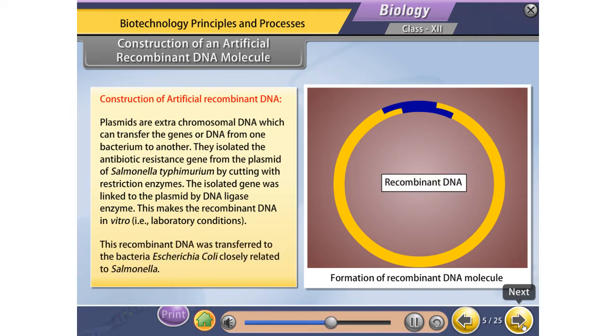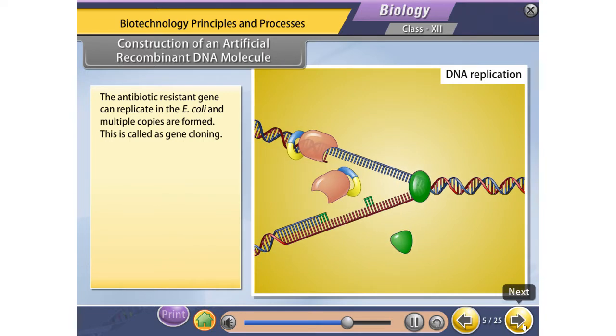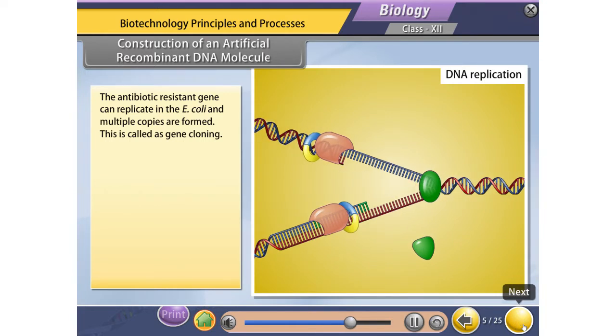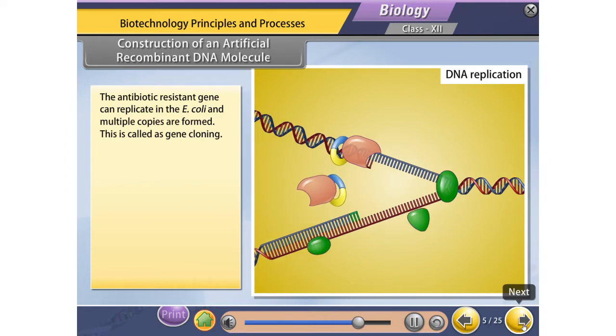This recombinant DNA was transferred to the bacterium Escherichia coli, closely related to Salmonella. The antibiotic resistance gene can replicate in the E. coli and multiple copies are formed. This is called gene cloning.